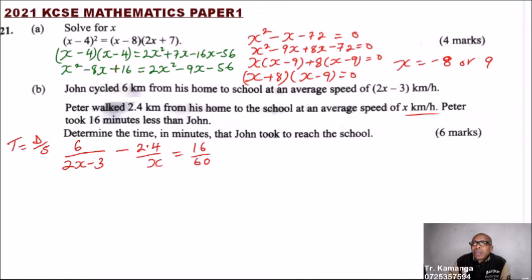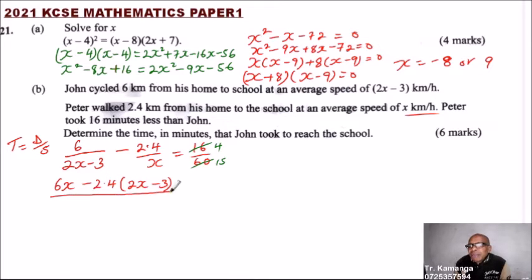So what we can do here is divide by 4. You get 4, and 60 divided by 4 is 15. With that, we cross multiply here. We get 6x minus 2.4 into bracket 2x minus 3.